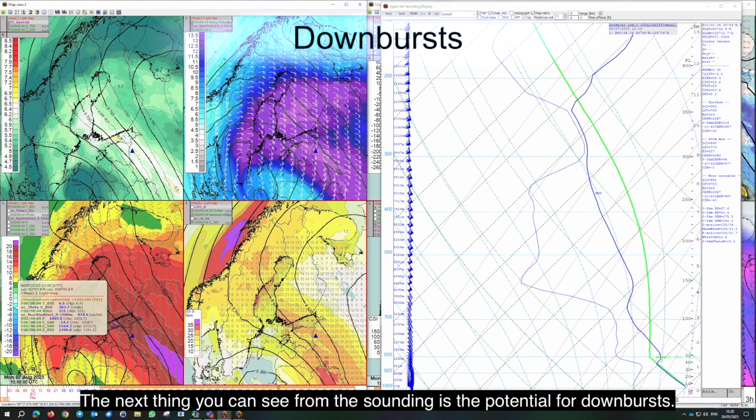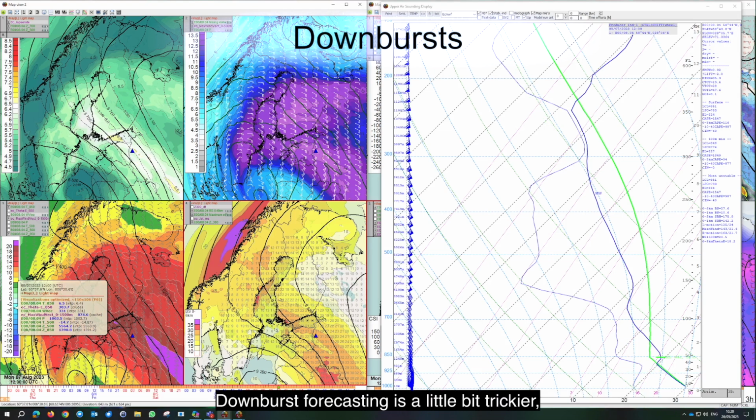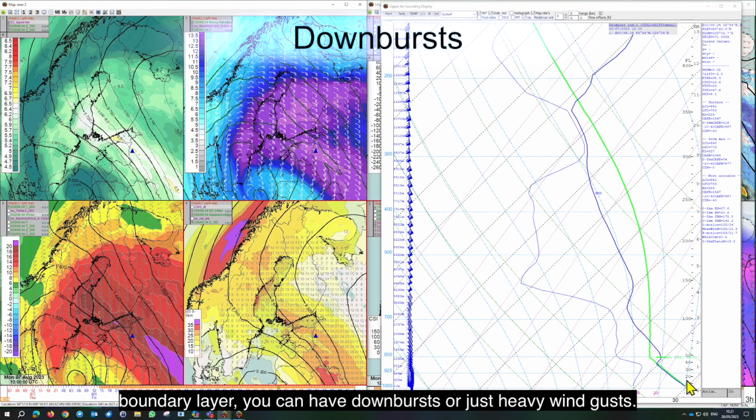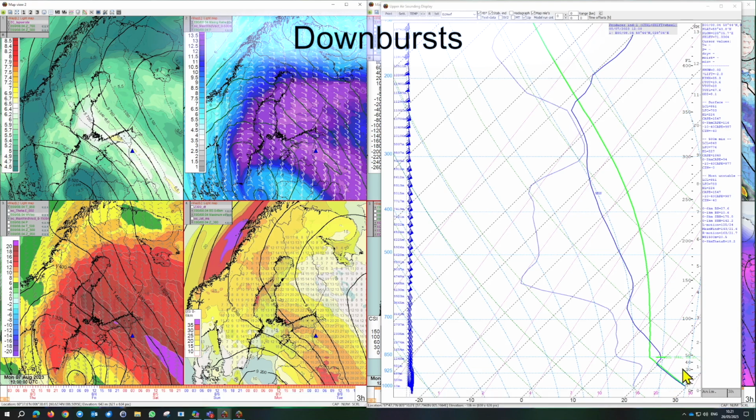The next thing you can see from the sounding is the potential for downbursts. Downburst forecasting is a little bit trickier, but the overall idea is that if you have dry enough and deep enough boundary layer, you can have downbursts or just heavy wind gusts.